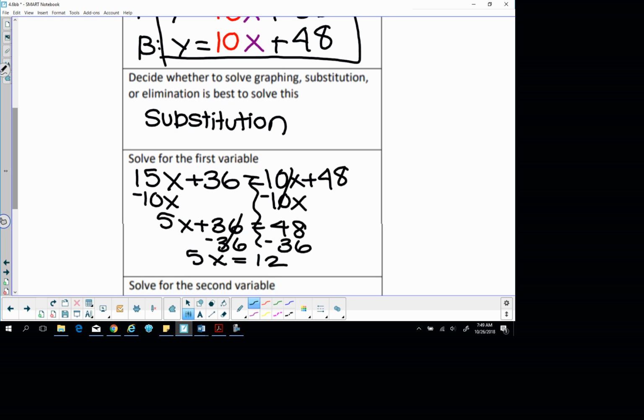Then what do you do? Divide. x equals 2.4. And so when we're looking at this, what do we label x as? Years. So in 2.4 years, they'll be the same height.